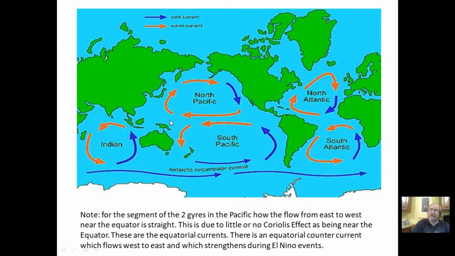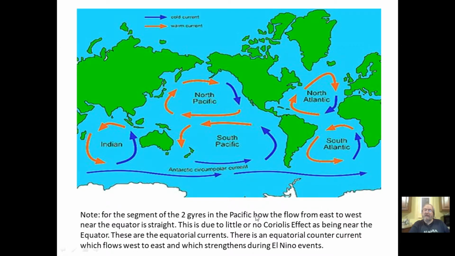Also keep in mind there is an equatorial countercurrent, and also an equatorial undercurrent, but the countercurrent goes from west to east. This is going east to west. You have west to east. This will change in strength depending on what phase of ENSO it is. And that's what I'm saying in this caption I wrote here. The two gyres in the Pacific have a flow from east to west near the equator, straight. This is due to little or no Coriolis effect near the equator. These are the equatorial currents that comprise the respective gyres in the Pacific.